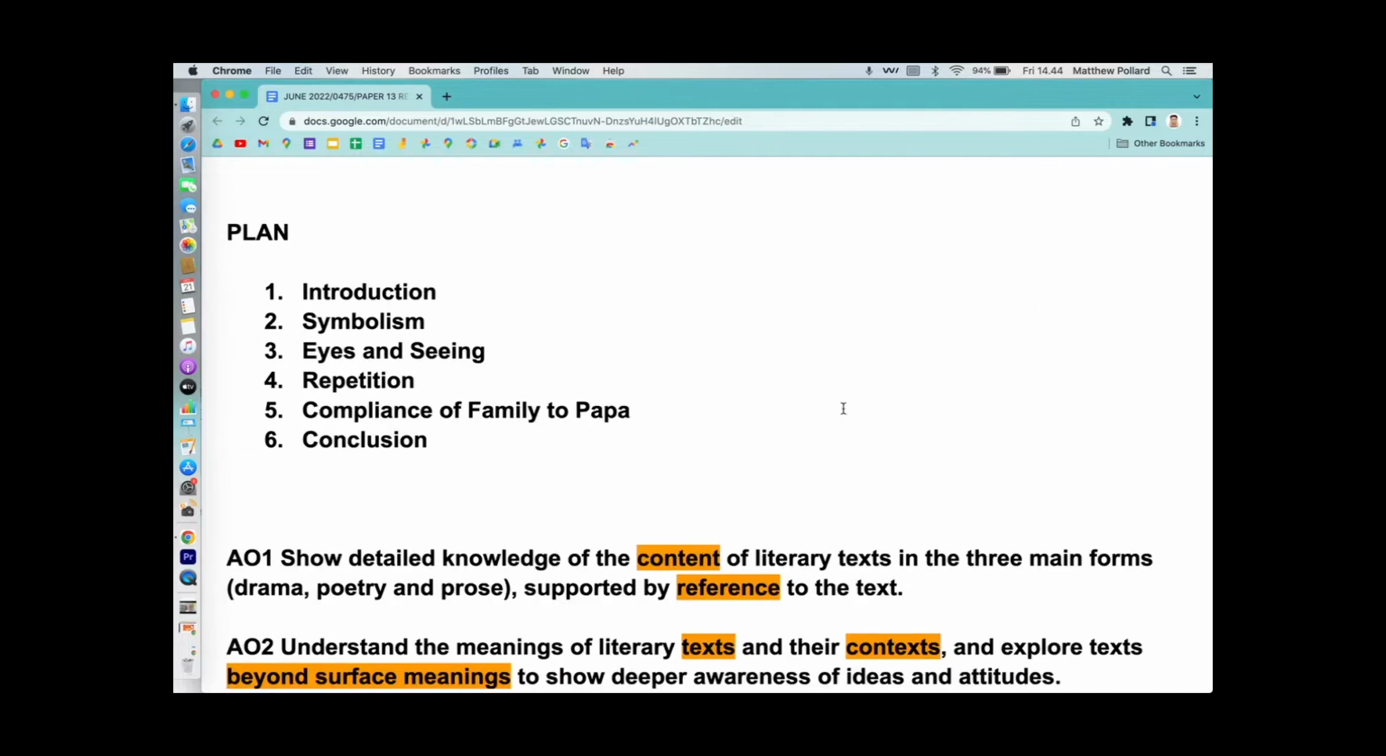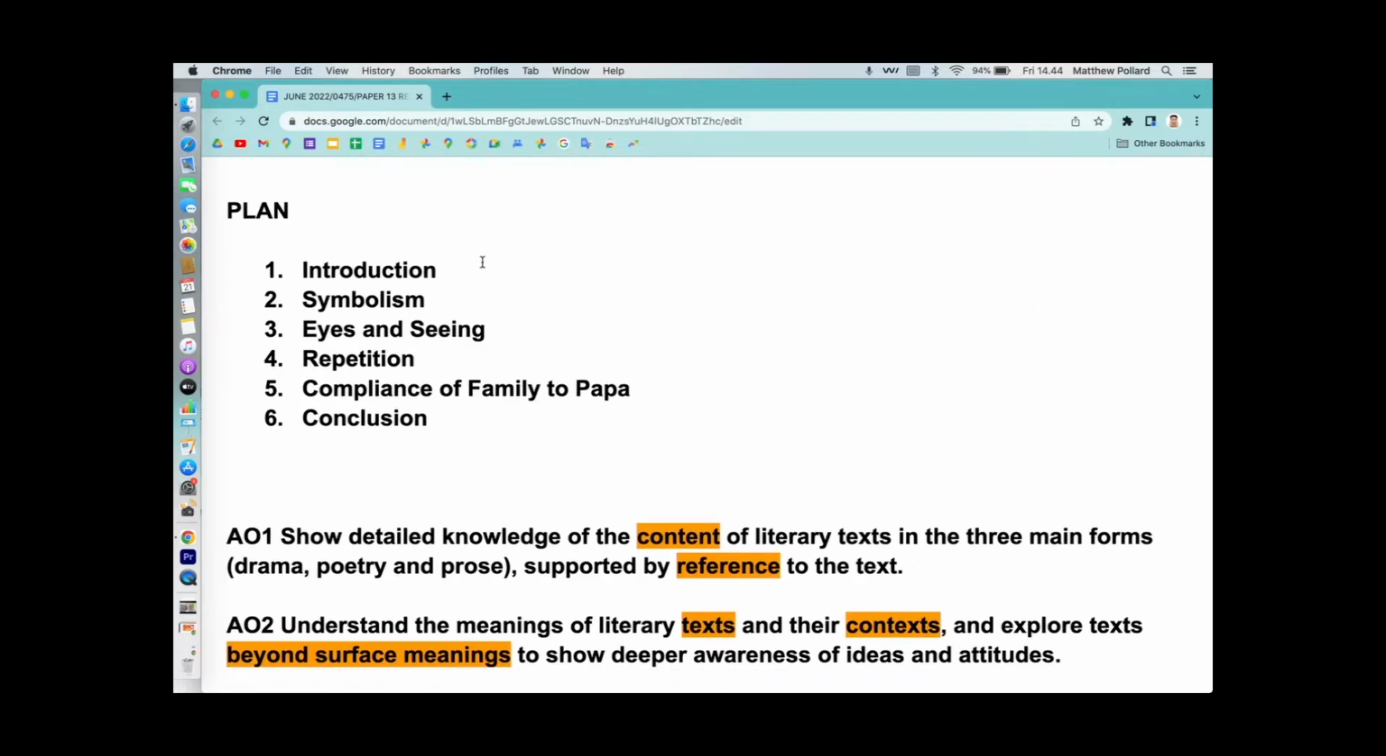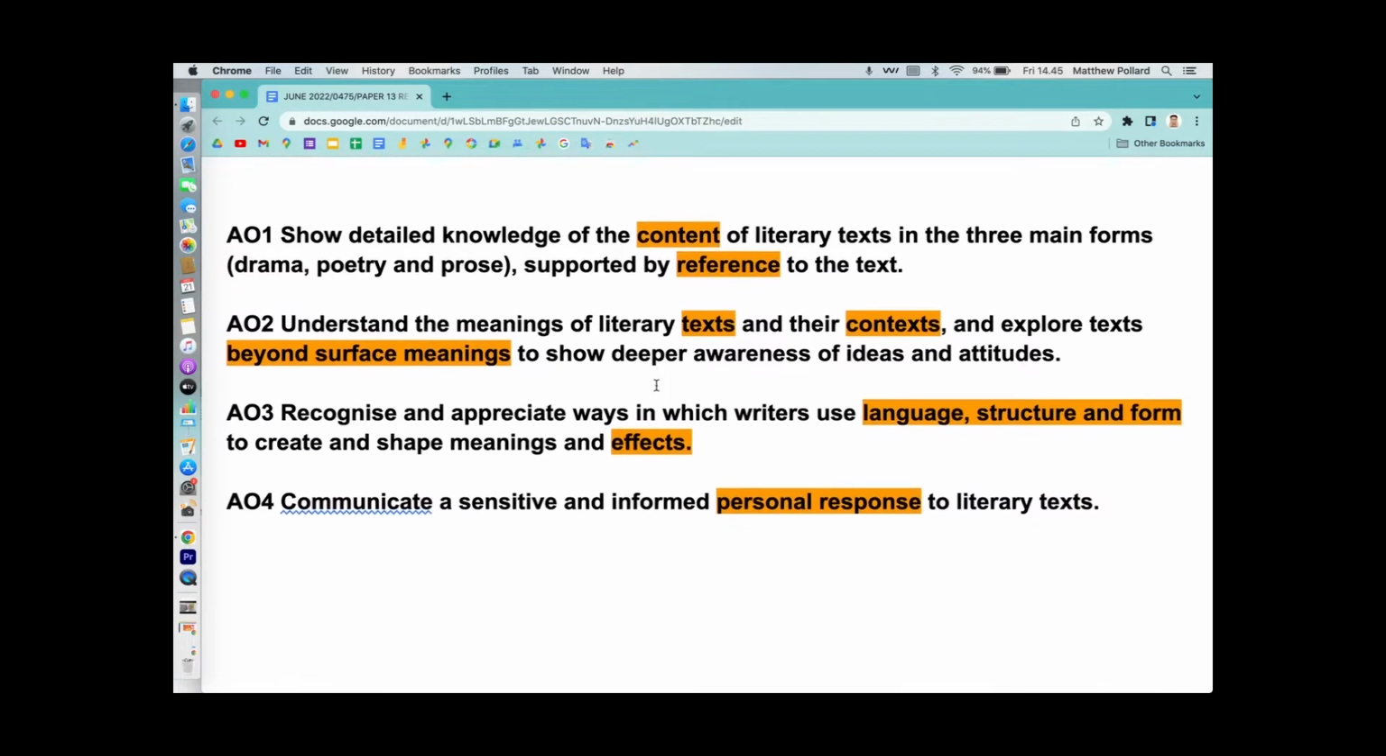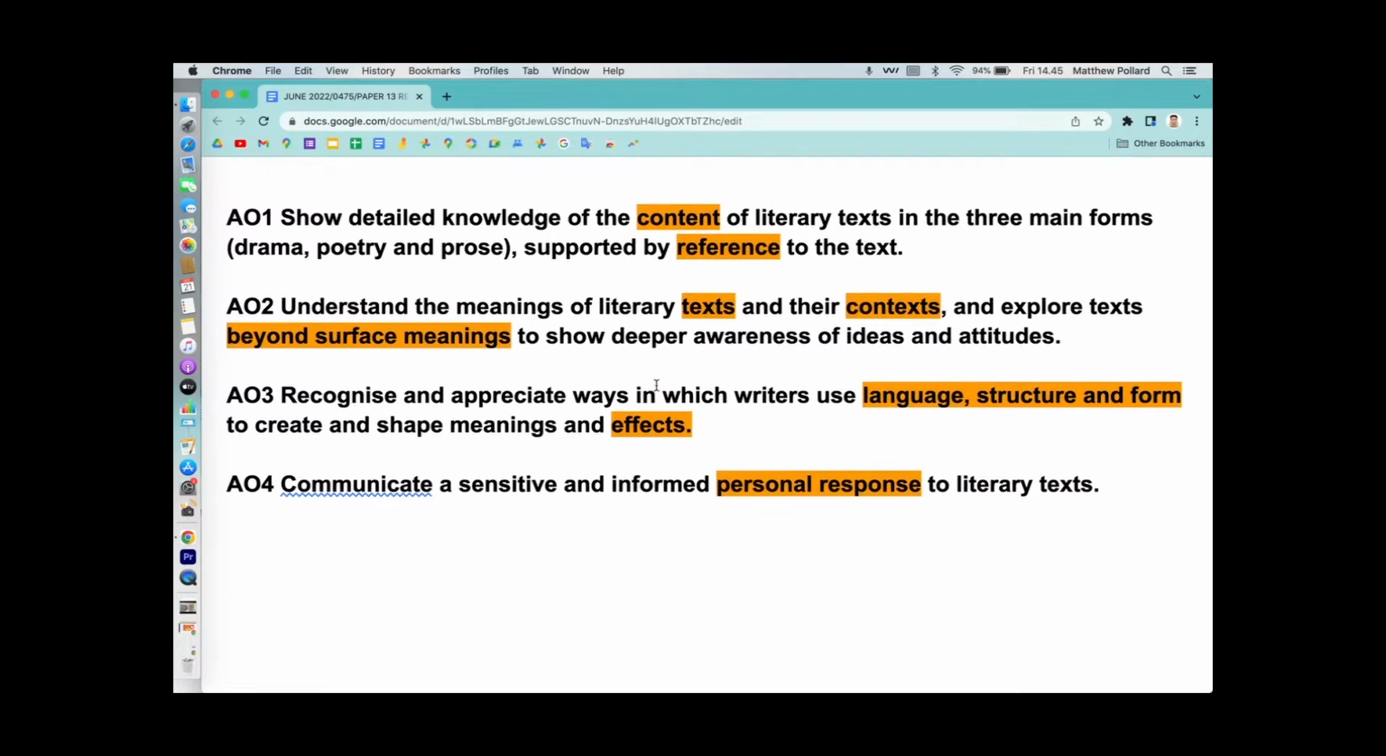So I also wanted us to have a very quick reminder of the plan that we drew up in the last video. So there'll be an introduction. Paragraph 2 will be symbolism. Paragraph 3, eyes and seeing. Paragraph 4, repetition. Paragraph 5, the compliance of the family to Papa. And finally, a conclusion.